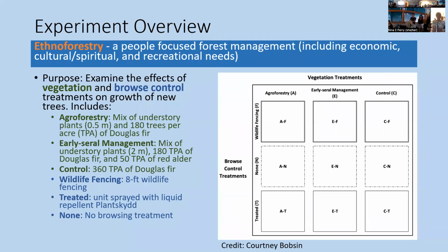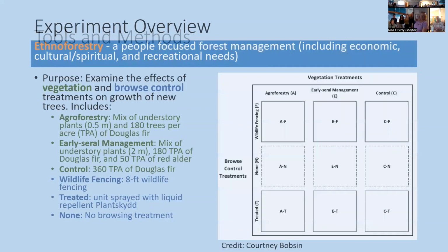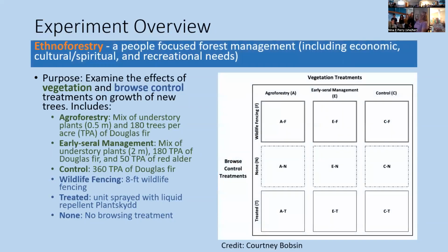How big is the plot? That is a good question. Around each plot there's a 5-meter buffer, and then the actual plot itself is a tenth of an acre. That's the size of each tree plot, and then a 5-meter buffer around them. There are 9 plots per experimental unit, and then there are 3 replicates of those plots. So there are a total of 27 plots in total.